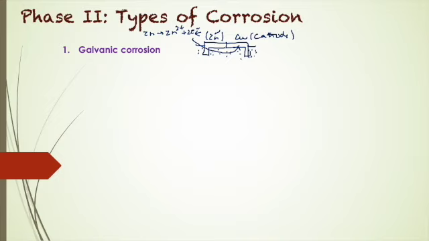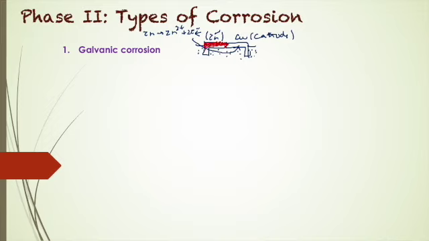Okay, so slowly and gradually after a few days, what will we observe? This zinc will become thinner and thinner because it is leading to corrosion or deterioration, and slowly and gradually this part will become thinner.